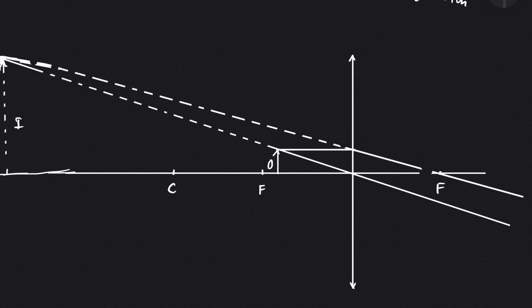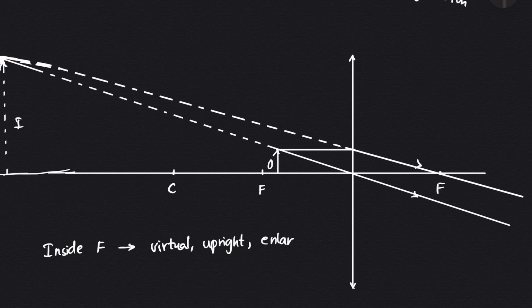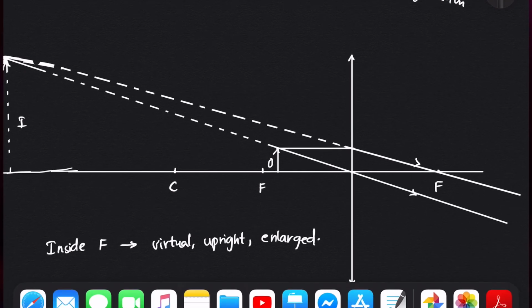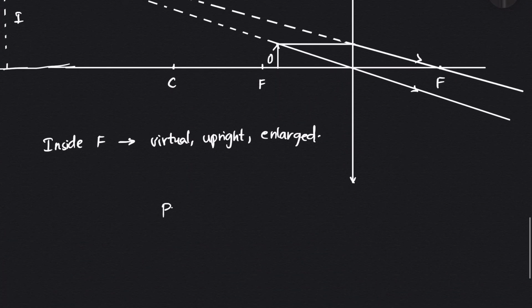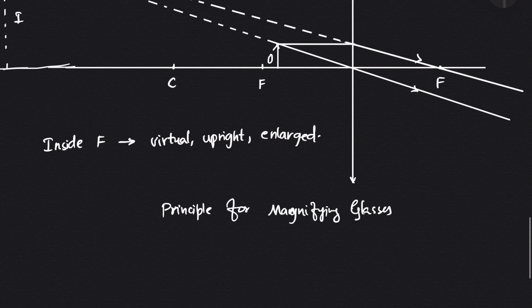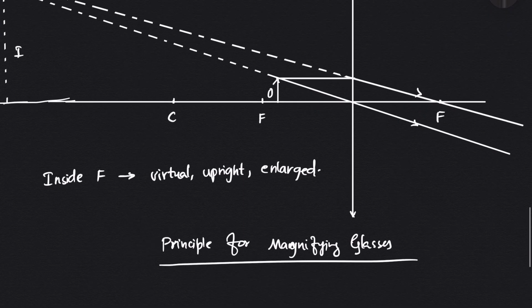So this is the image. Now notice that when you put the object inside the focal point, the image is virtual and it is upright and it is also enlarged. If this looks familiar, this is the actual principle for magnifying glasses.